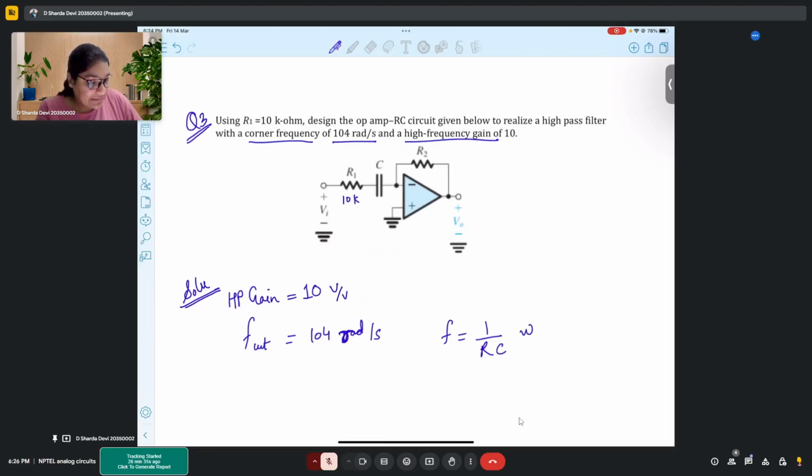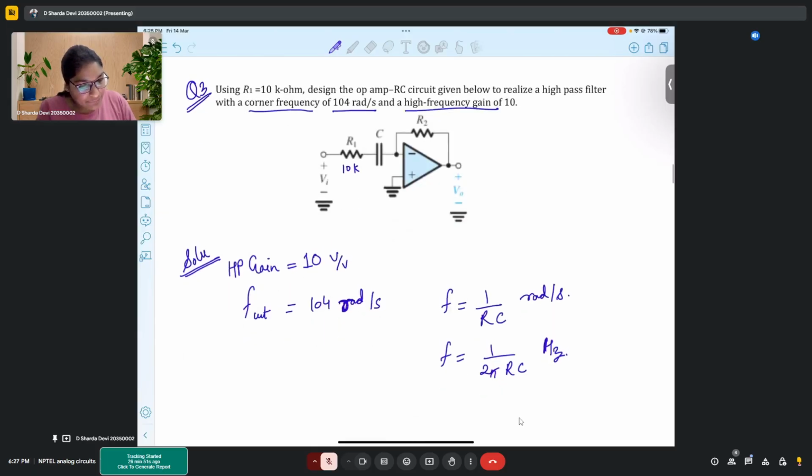This is in radians per second. If frequency is given in hertz, then it is 1 upon 2 pi RC. This is in hertz. Okay. So the cutoff frequency is given, gain is given, and R1 is 10 kilo ohm. Now here if we observe, this is nothing but a simple inverting amplifier, right, with R and C components.